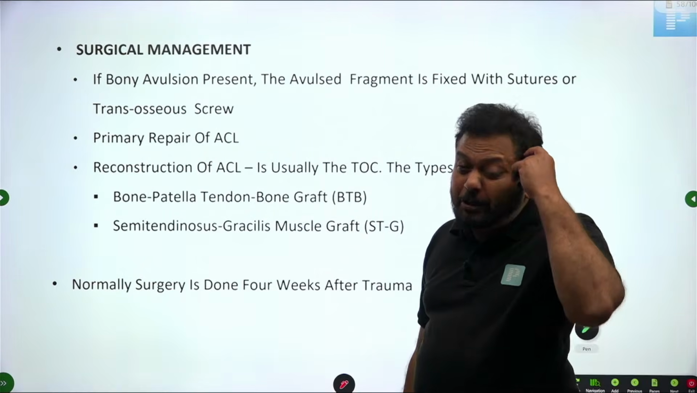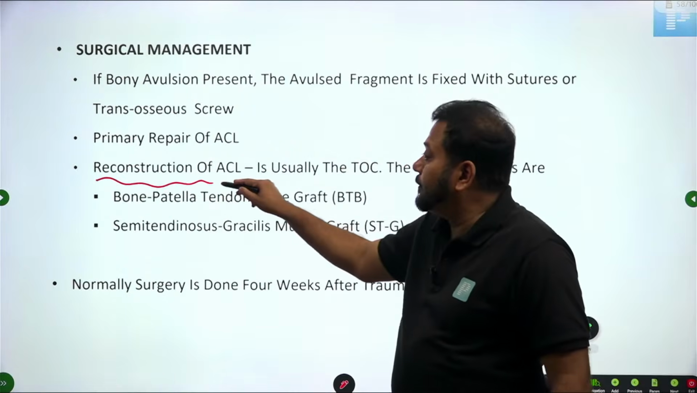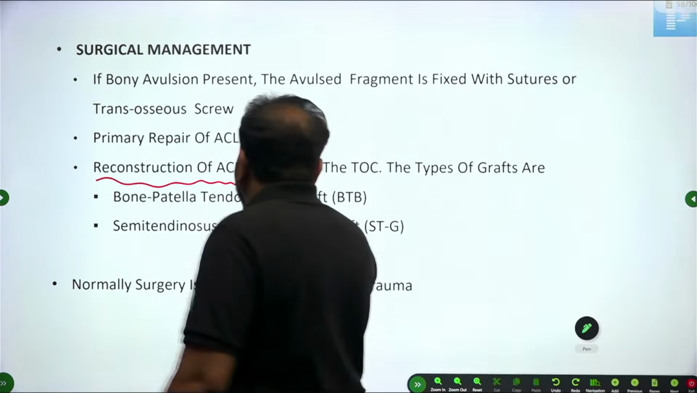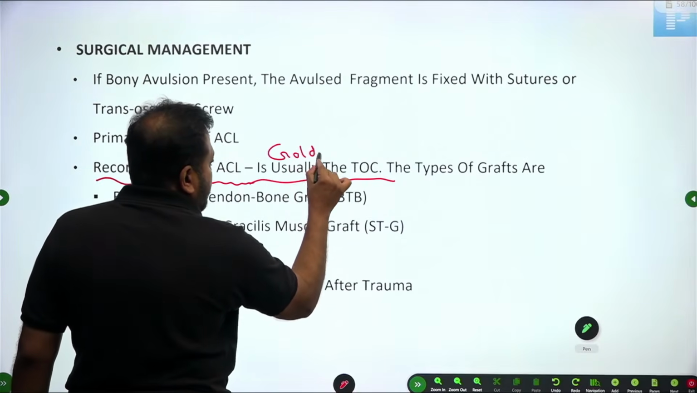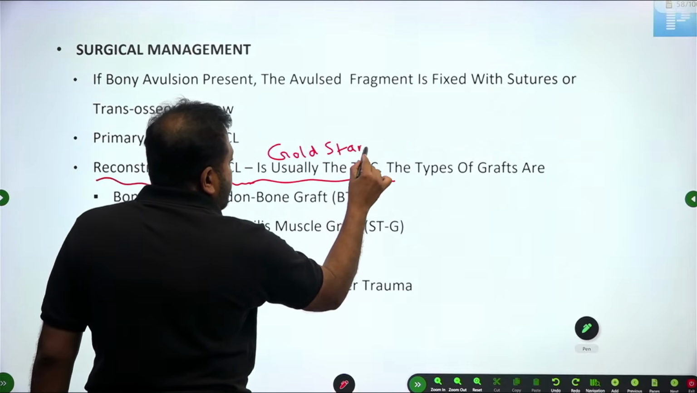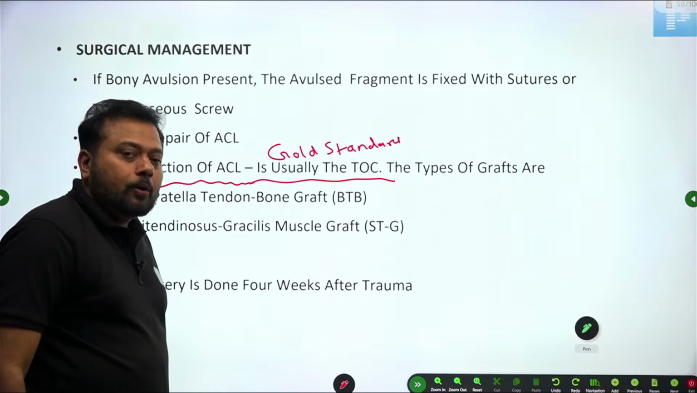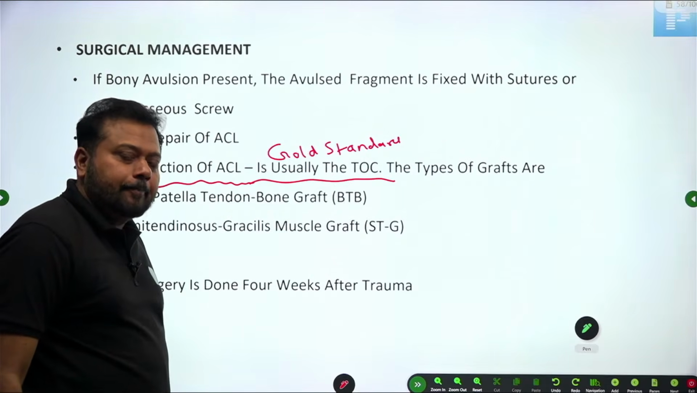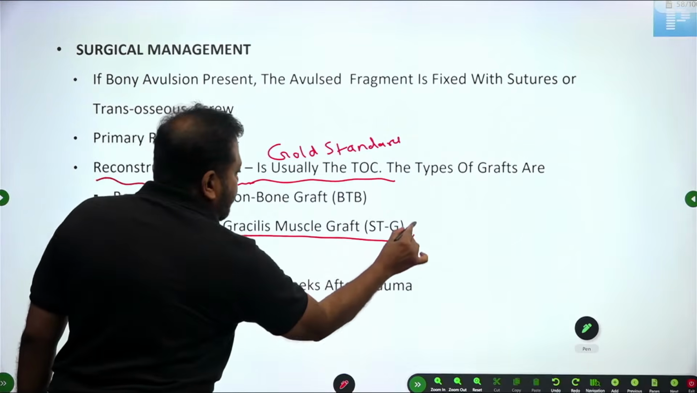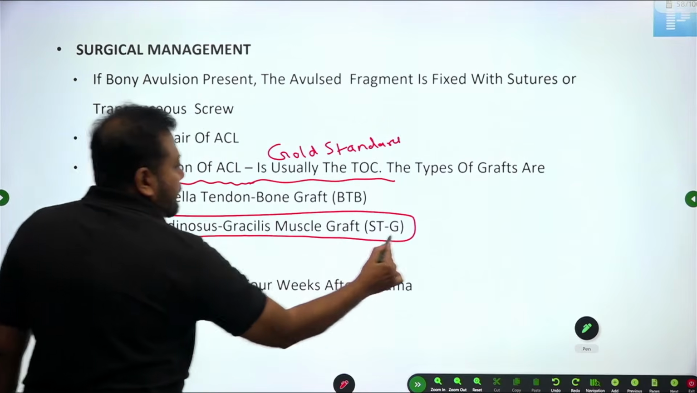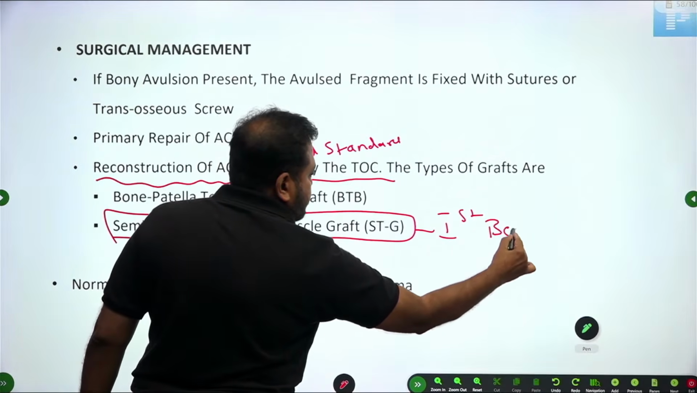The best treatment, or treatment of choice, is reconstruction of the ACL. This is the gold standard. How can I reconstruct the anterior cruciate ligament? I will take a semitendinosus gracilis graft. This STG is the first option. This is the best option.